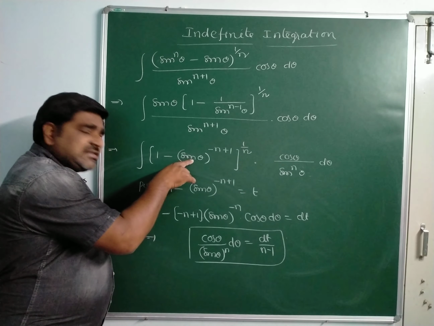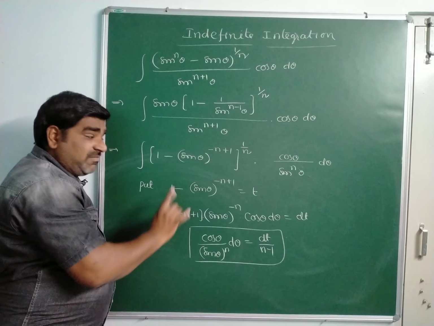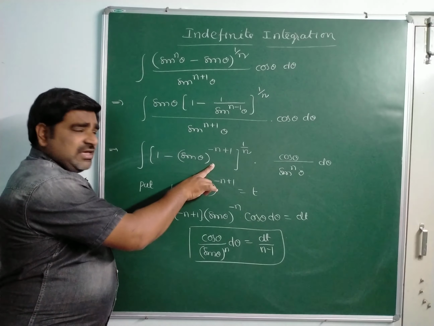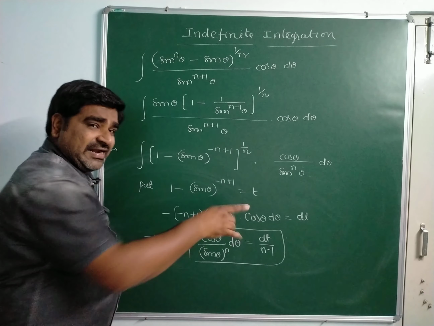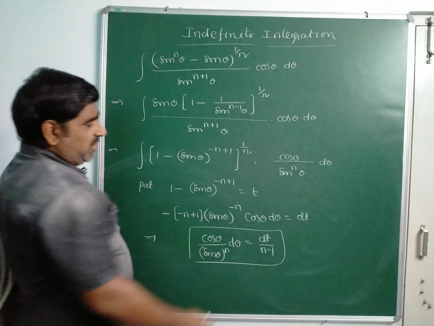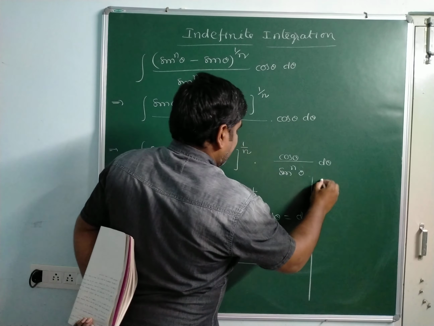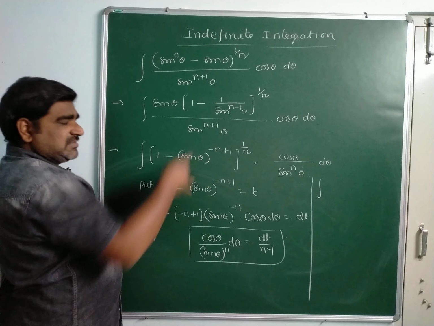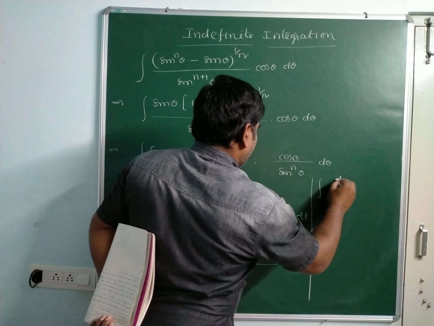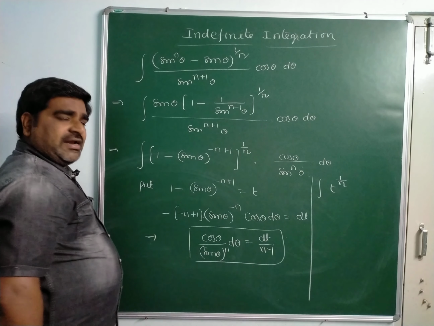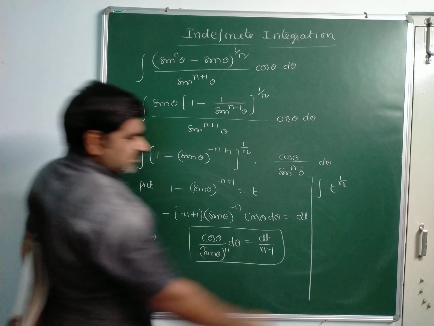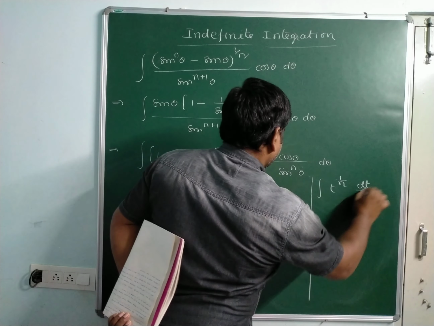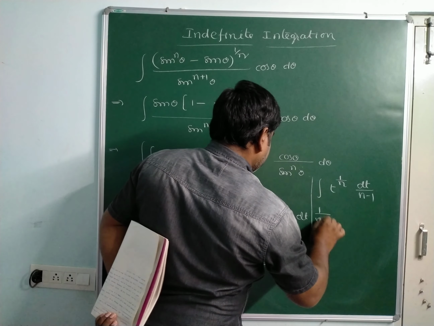If we take 1 minus sine theta whole to the power of minus 1 plus 1 as t, then this entire term, cos theta by sine theta whole power n d theta, is nothing but dt by n minus 1 simply. So now the given question can be written as integral t to the power of 1 by n, and cos theta by sine theta power n d theta is equal to dt by n minus 1. Here 1 by n minus 1 is a constant.